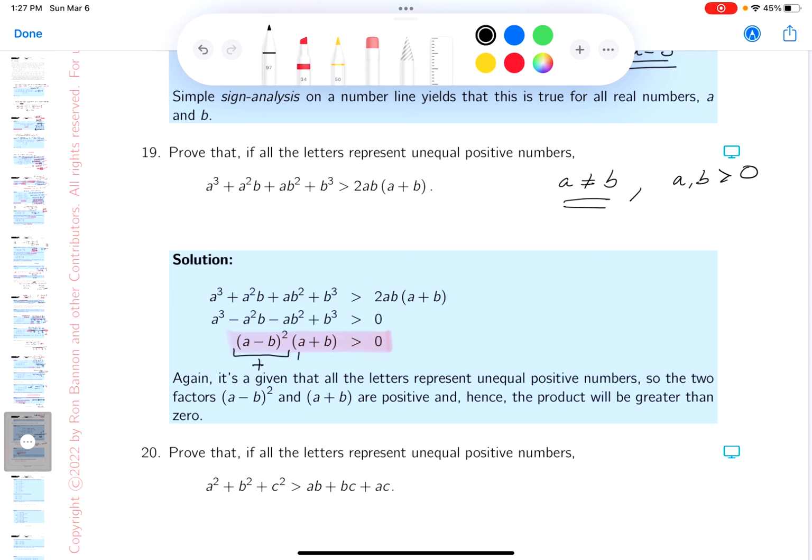Now, what do you get over here? You get the sum of two positive numbers. This is also positive. So what do I know? It's never equal to 0, and it's always going to be positive. That means it's greater than 0. So basically, it's very simple analysis.